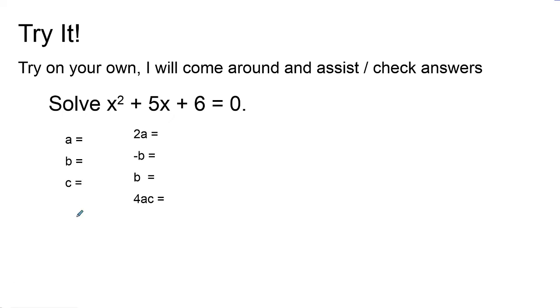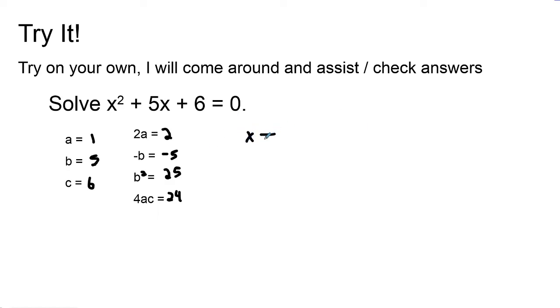So this is b to the second power, b squared. A is 1, b is 5, and c is 6. So 2 times a is 2 still. Negative b is negative 5, and b squared is 25. 1 times 6 times 4: 1 times 6 is 6, times 4 is 24. So I have all the information I need to put together my quadratic formula.